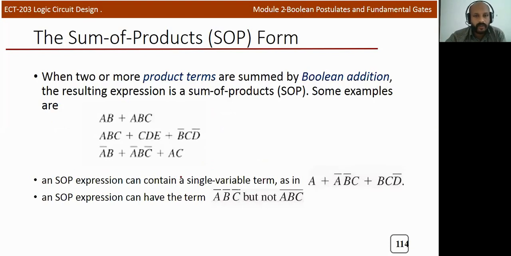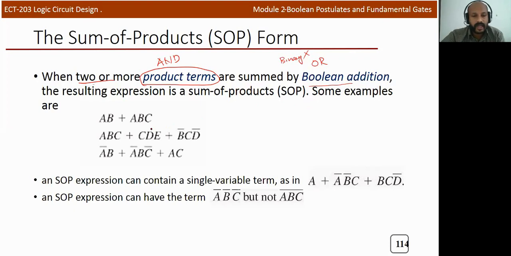In sum of product form, when you write a Boolean expression in SOP form, it contains two or more product terms. Product term means basically the AND expressions are summed by Boolean addition. Boolean addition means the OR operation, not binary addition. So this is not binary addition. This is simply Boolean addition, which means it's an OR operation. And the resulting expression is known as the sum of product form.